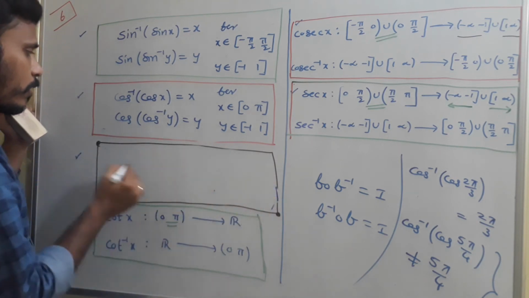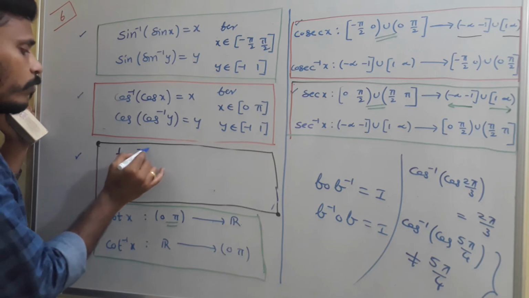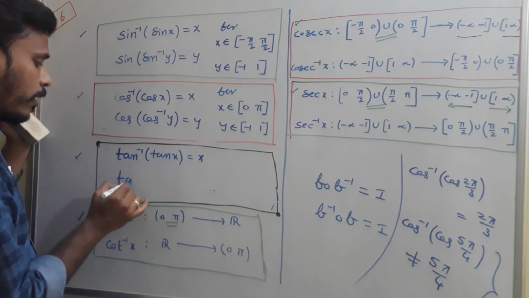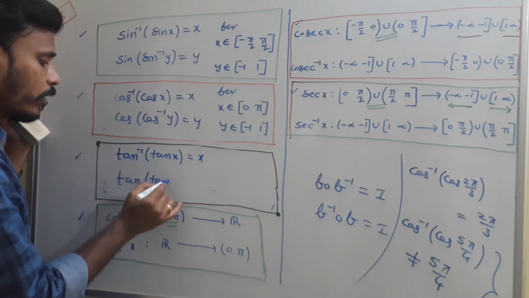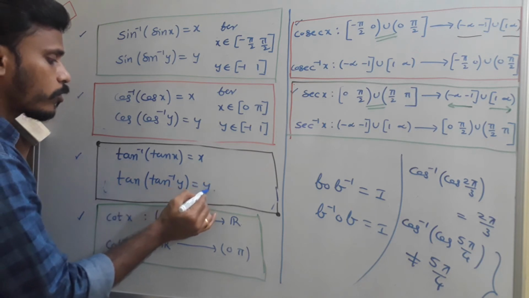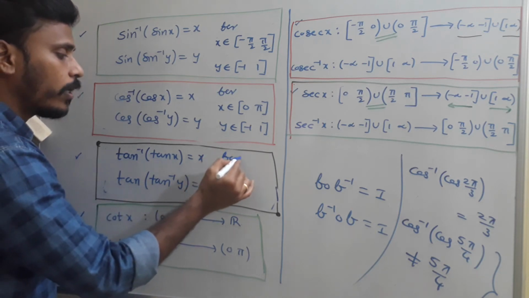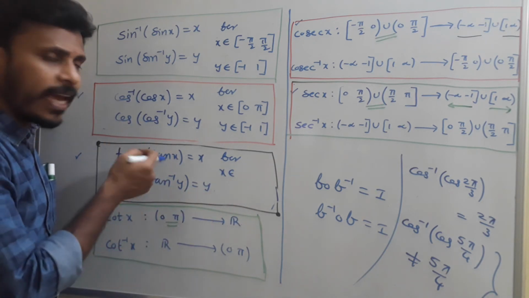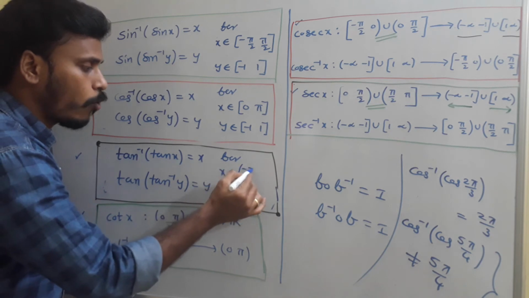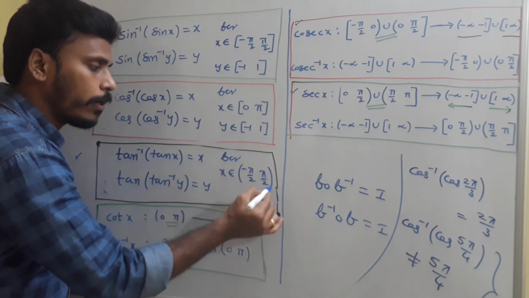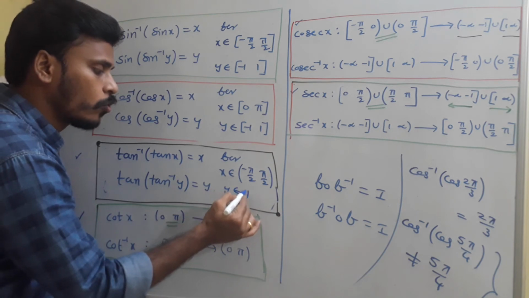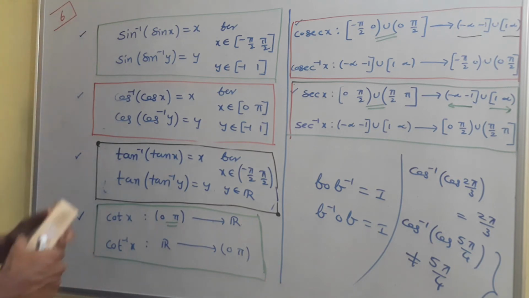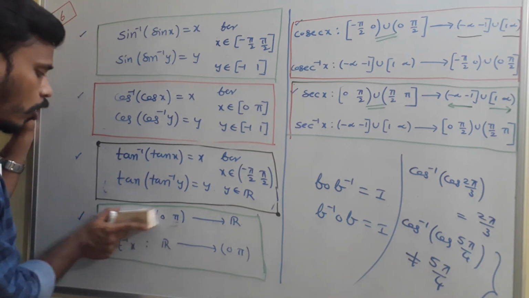Just have a look. So at the end we have that tan inverse of tan x is equal to x, and tan of tan inverse y is equal to y, and these are true for x belongs to, tan x, x means angle. Okay, x belongs to the open interval minus pi by 2 to pi by 2, whereas y belongs to all the real numbers.